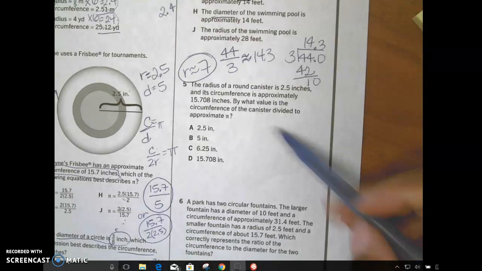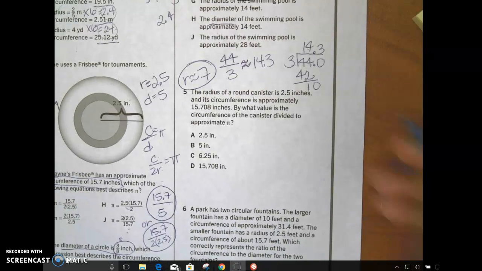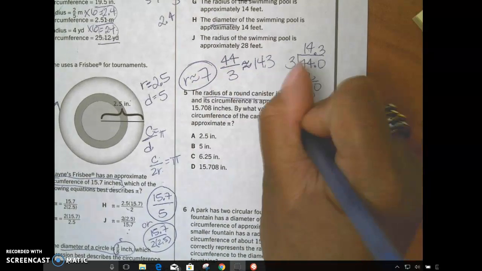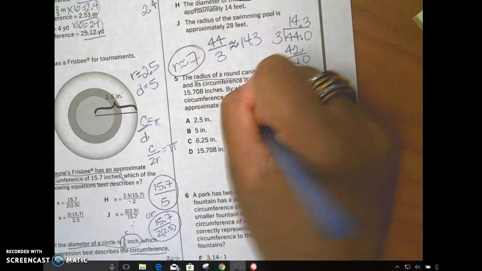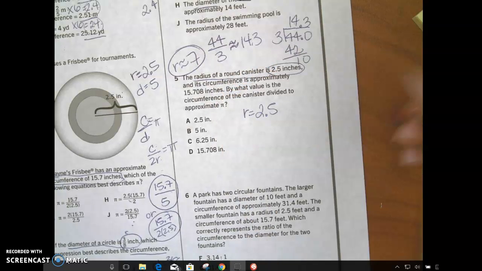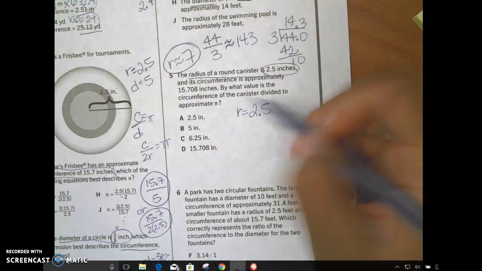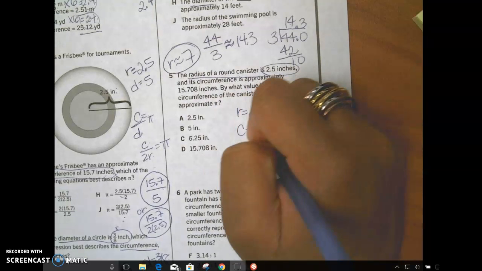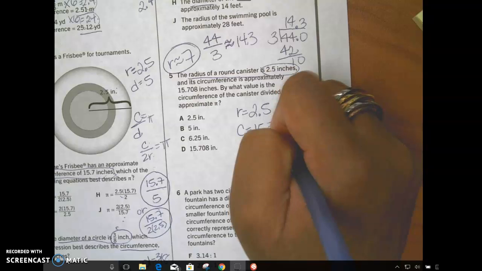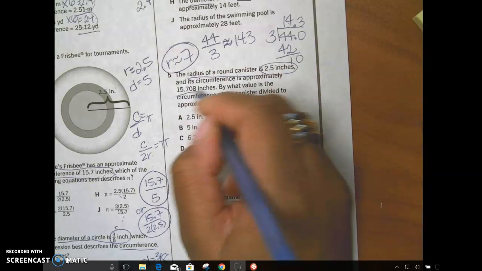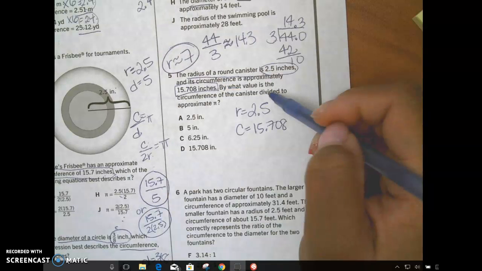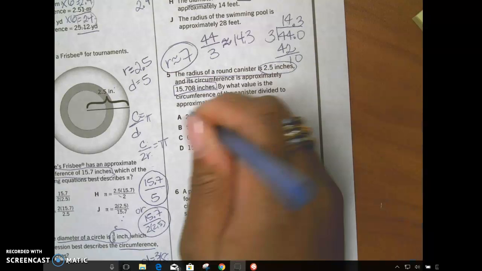Number 5. The radius of a round canister is 2.5 inches. Okay, that was just like this frisbee over here. R equals 2.5. Stay focused. Its circumference is about 15.708, or 15 and 708 thousandths. By what value is the circumference of the canister divided to approximate pi?